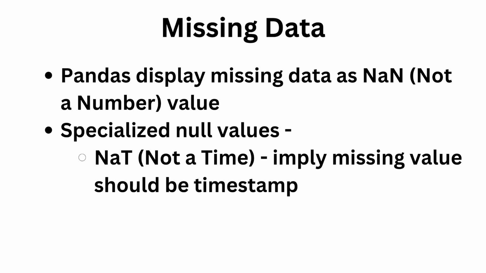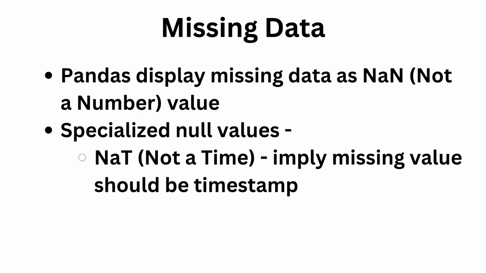It's important to note that when you're reading in missing values with Pandas, it's going to display them as NaN values, which stands for not a number. It should also be noted that newer versions of Pandas actually have some specialized null values, such as pd.NaT, meaning not a timestamp. What's nice about this is it implies the missing value should be of a particular data type, such as a timestamp.